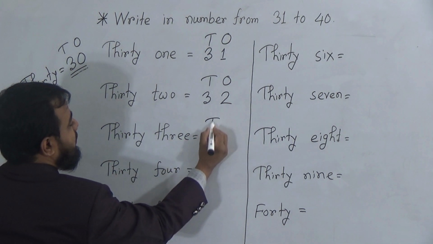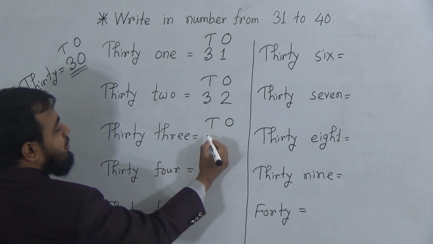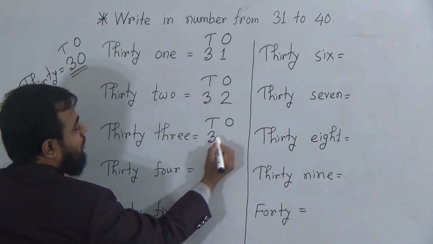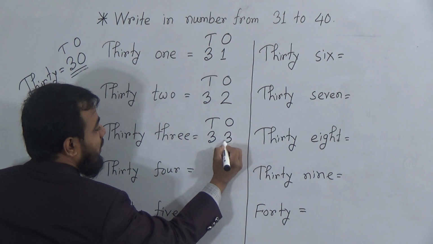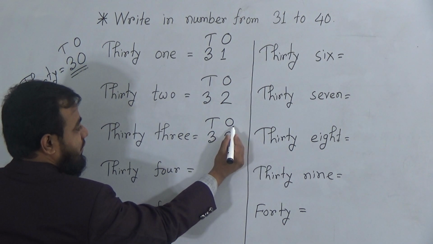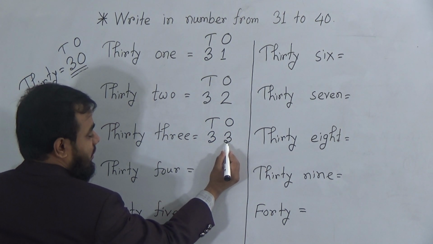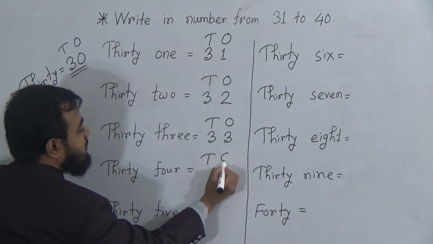The next number is 33. So our tens position will be 3 and our ones position will be 3 again. That means 3 tens and 3 ones make the number 33, or you can say that 3 and 3 make the number 33.